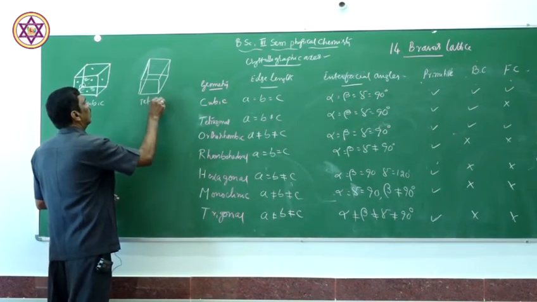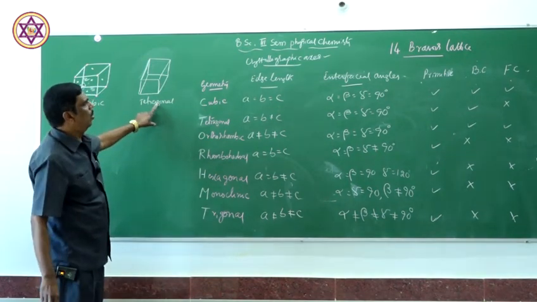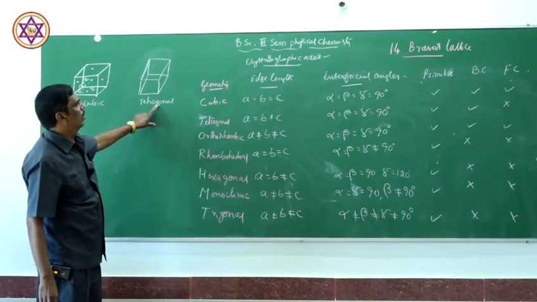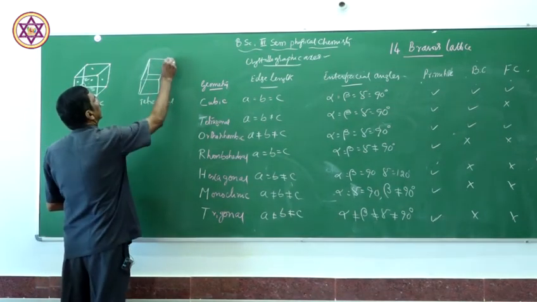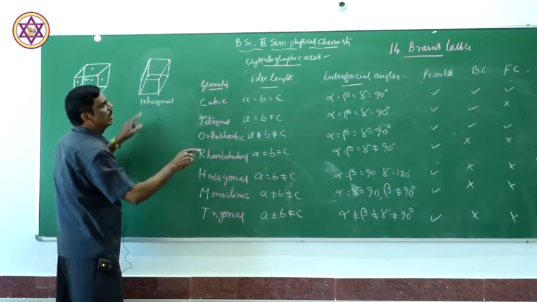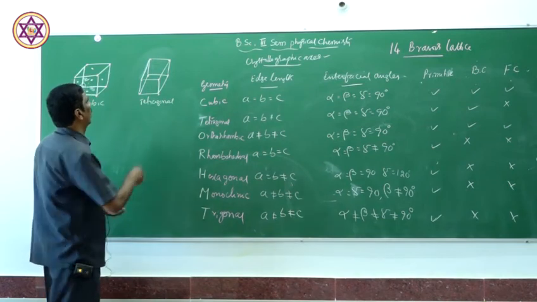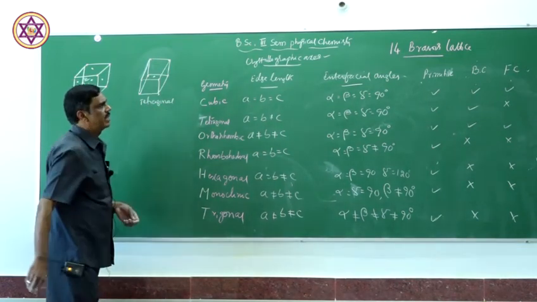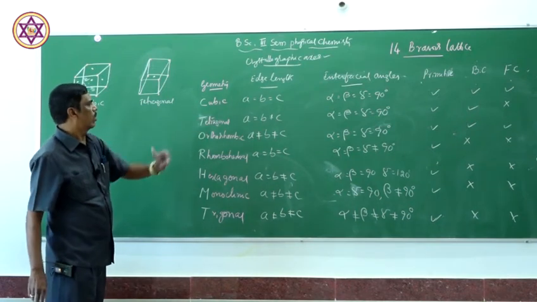In this tetragonal lattice, there are only 2 types: primitive cell and body centered. In the primitive cell, there are 8 atoms at the corners. In body centered tetragonal, there is 1 atom at the center. Only 2 types in case of tetragonal.